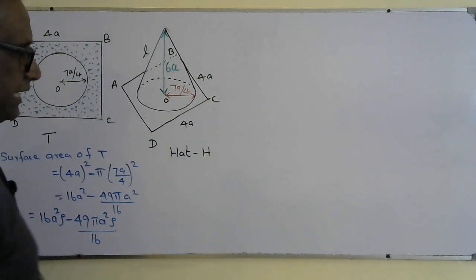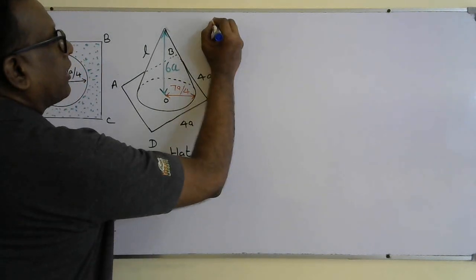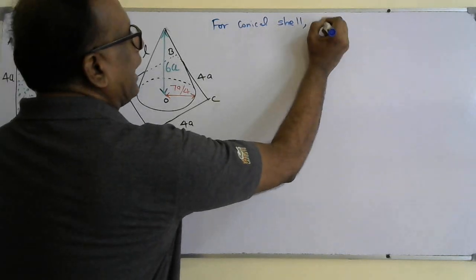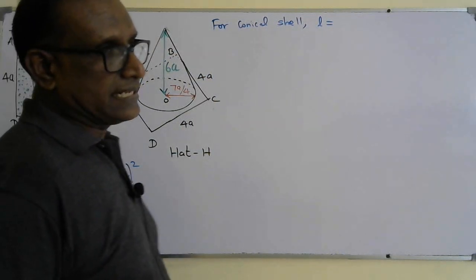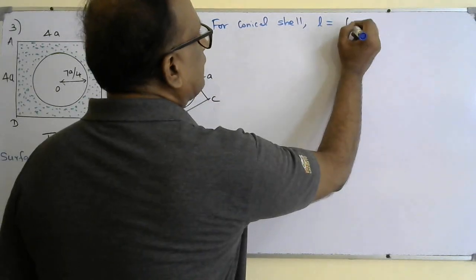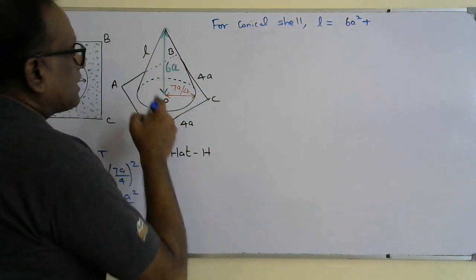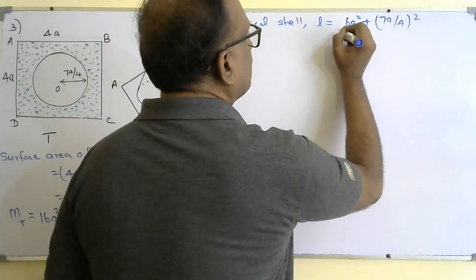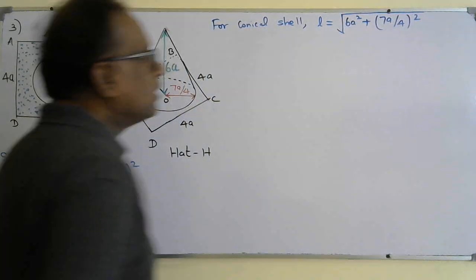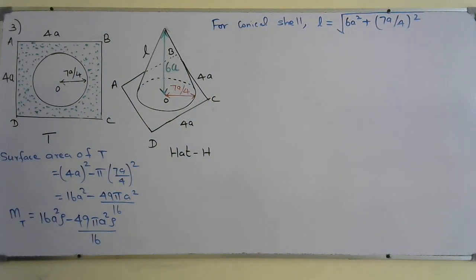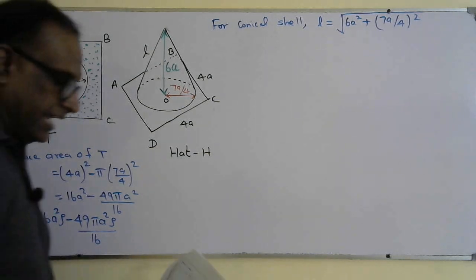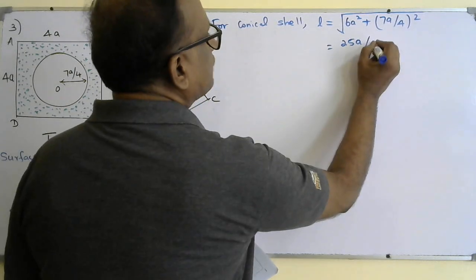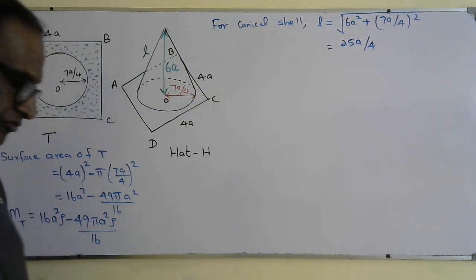Now for the conical shell, we need to find the L. So for the conical shell, L is the length of the slant. By Pythagoras theorem, L is the square root of (6a) squared plus (7a by 4) squared. Okay, so solve it. That will be 25a over 4. Solve it and check. You will get 25a over 4.